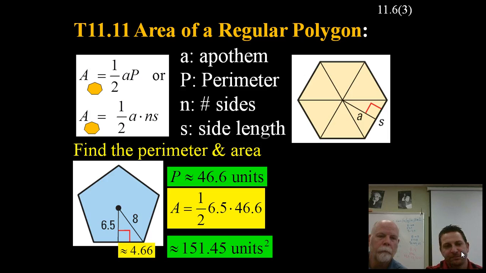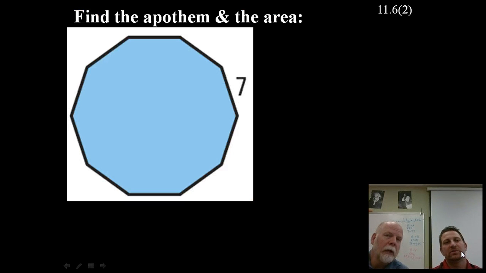So anyway, just another example: find the apothem and the area. We have to find the apothem to get the area here. So first of all, we need to count up how many sides we have. This is a 1, 2, 3, 4, 5, 6, 7, 8, 9, 10-sided shape. This is a decagon.